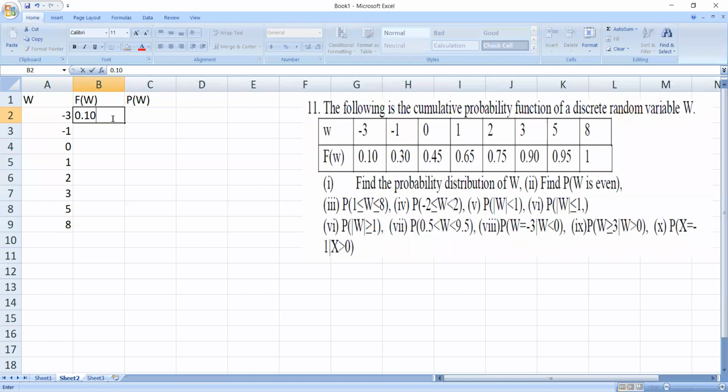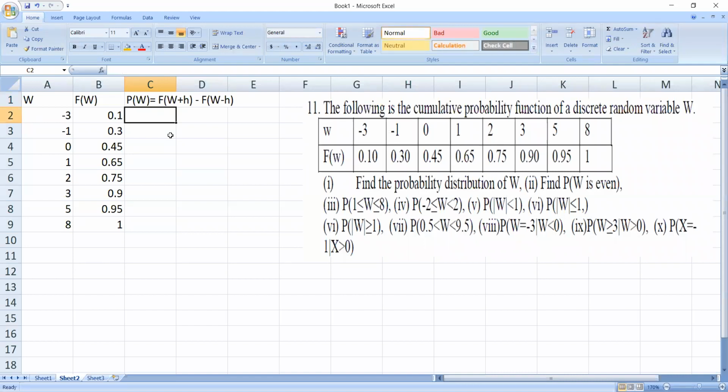The other cases are the next f of W minus the current f of W. 0.45, 0.65, 0.75, 0.9, 0.95, and 1. Okay, so our P of W is nothing but f of W plus h minus f of W minus h. So when I say value for x is equal to minus 3, it will be f of minus 3 plus h minus f of minus 3 minus h, which comes to 0.1. And this will be this probability, I mean this value of distribution function minus the previous one.